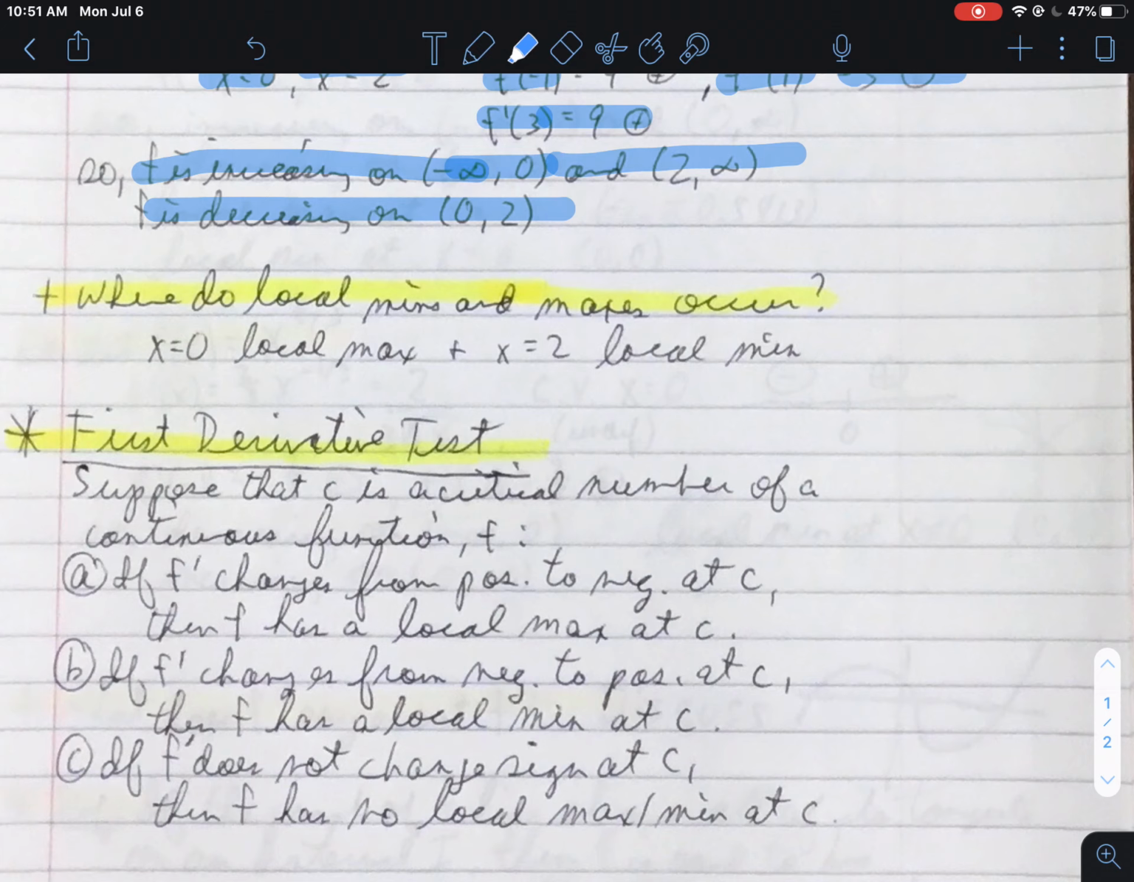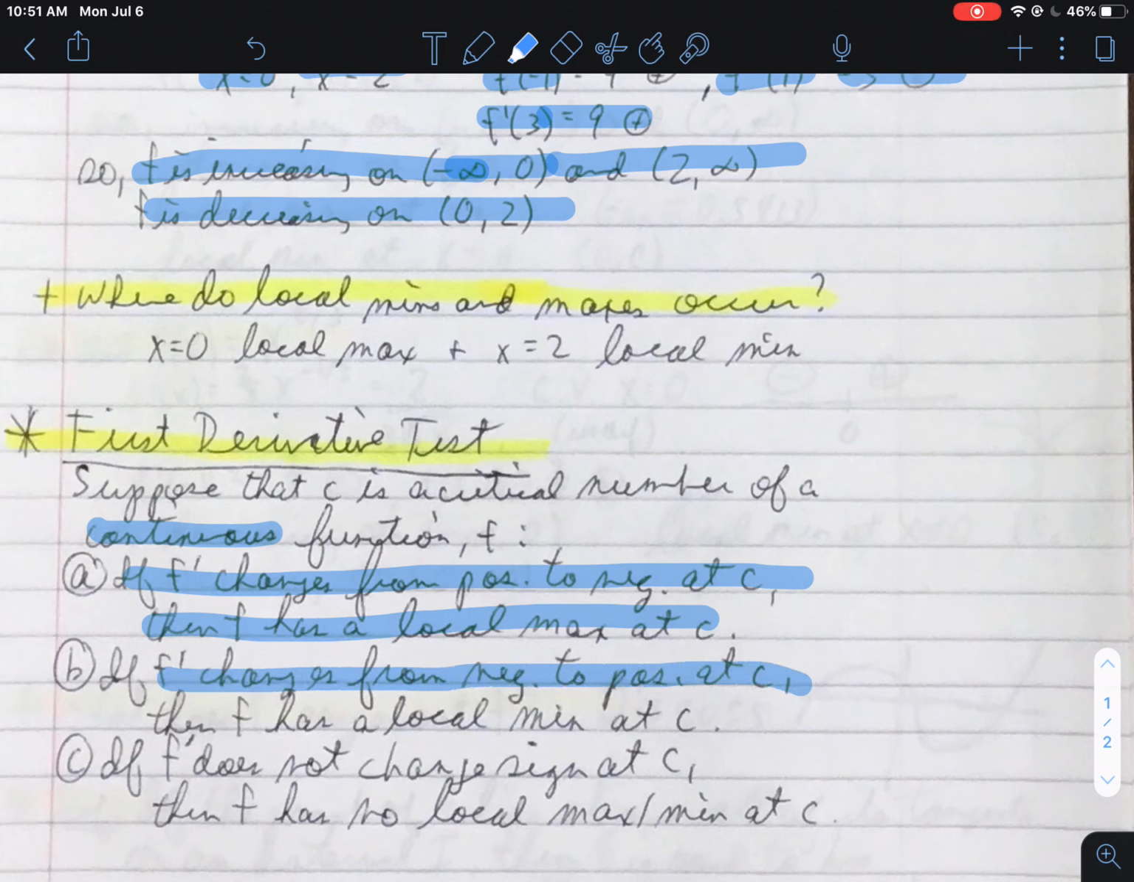Okay? So we'll say, suppose that c is a critical number of a continuous function f. There's that good old continuity again we always have in these definitions. If f prime changes from positive to negative at c, right, then that means our function is changing from increasing to decreasing. Then that means at c we have a local max. And vice versa. If f prime changes from negative to positive at c, right, so if we change from decreasing to increasing, then at c we're going to have a local min.